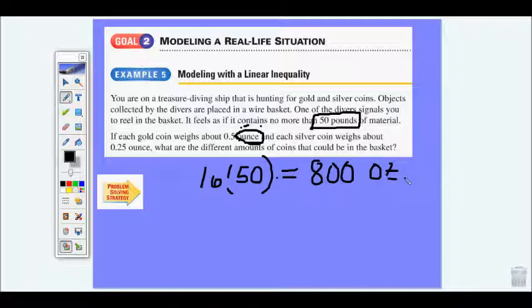So now I have to figure out how I'm going to have all the different solution sets of gold and silver coins. So first of all, I know my gold coins weigh 0.5 or 5/10 of an ounce, but I don't know how many of those I have. So that's going to be my x. I'm going to add my silver coins, and that will be 1/4 of an ounce or 0.25.